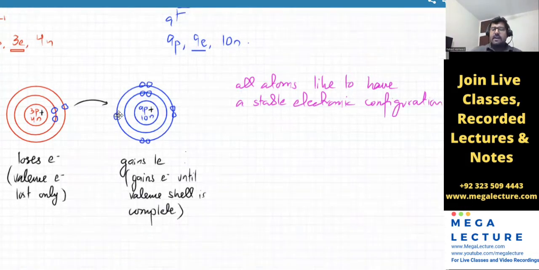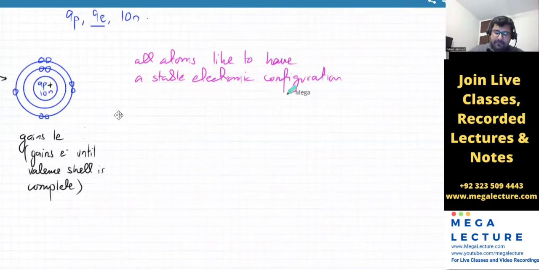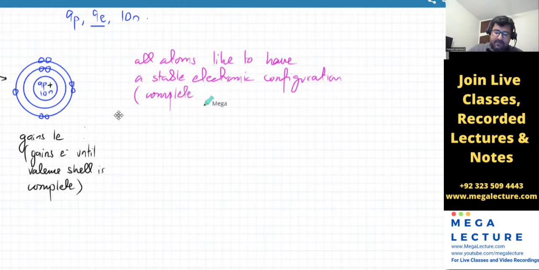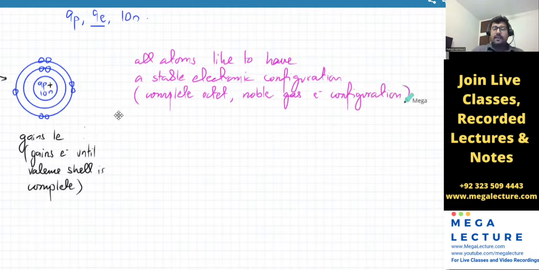So all atoms like to have a stable electronic configuration. What is a stable electronic configuration? A complete octet, or also referred to as a noble gas electronic configuration, because noble gases' outer shells are always complete.